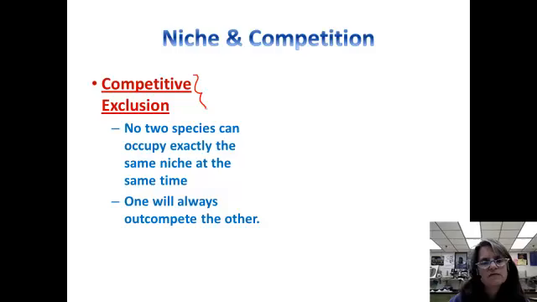It's called competitive exclusion, and basically what it says is you can never have two different species occupying exactly the same niche, because species are different, one of them will always be a little bit better at that niche than the other one, and it will get outcompeted. So competitive exclusion says that if two species are in the same niche, one of them will always outcompete the other, and the other will just not make it.